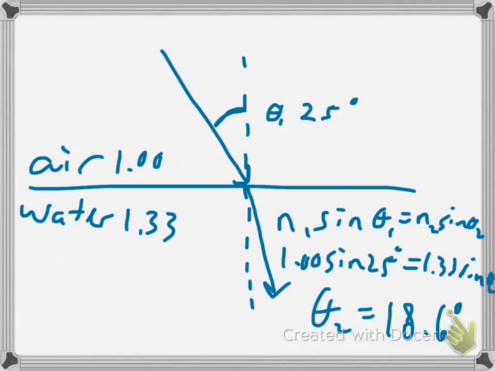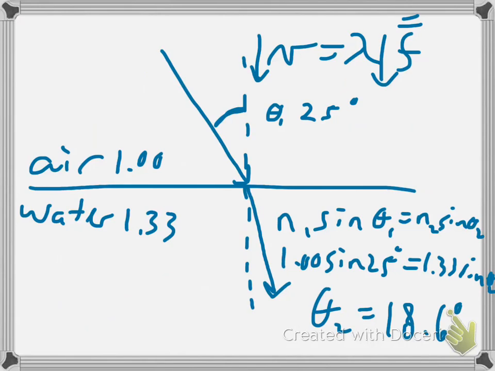Now, also remember that the frequency remains constant. So if we know that the speed of a wave is wavelength times frequency, if the frequency of the light stays constant and it goes into a more optically dense medium, so the velocity goes down, that means that the wavelength decreases as well.